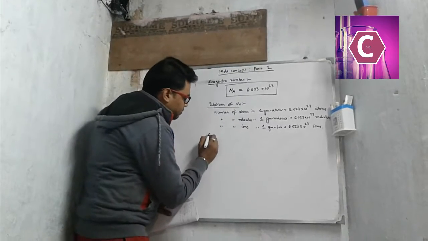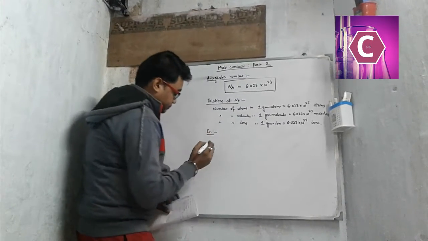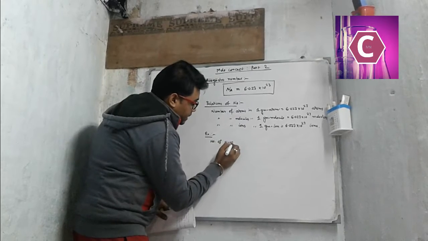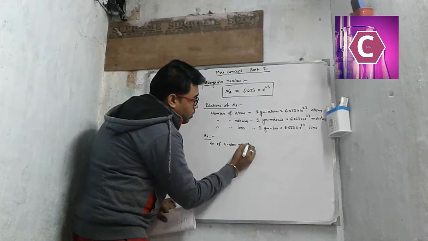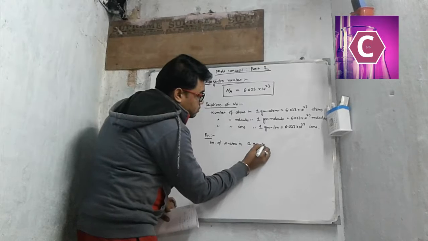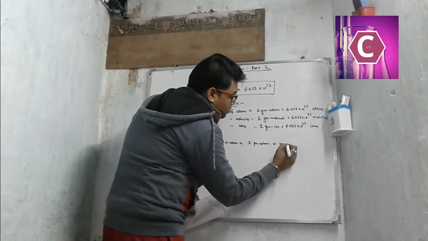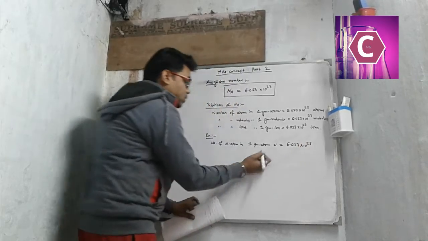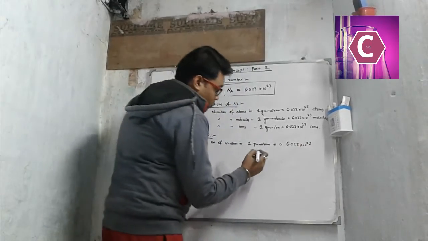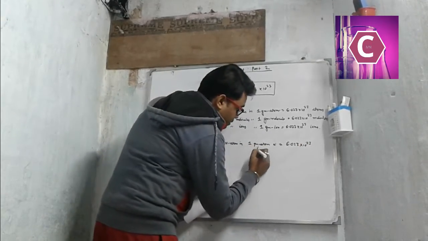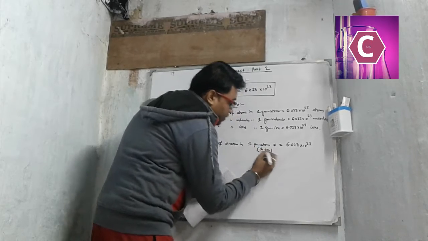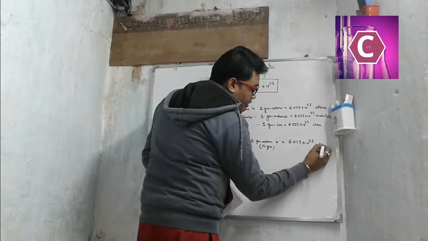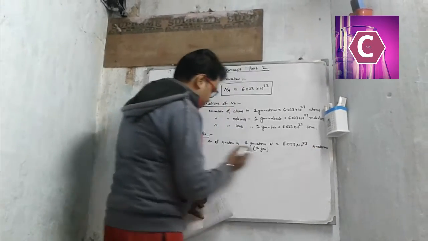Some examples are: number of nitrogen atoms in 1 gram atom nitrogen is equal to 6.023 into 10 to the power 23. That means 1 gram atom nitrogen, which means 14 gram nitrogen. That means in 14 gram nitrogen there are 6.023 into 10 to the power 23 number of nitrogen atoms.